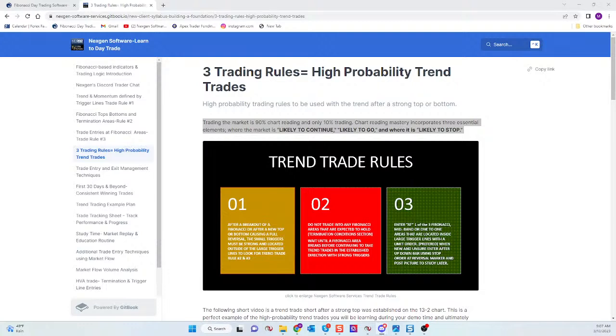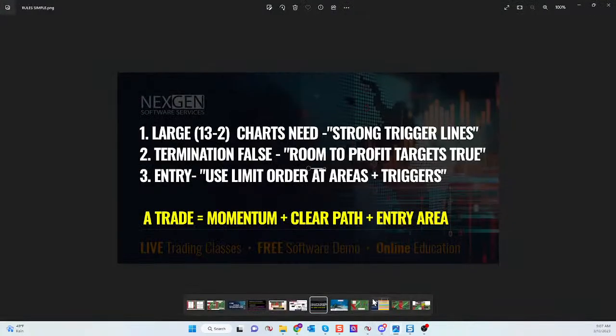Focus on chart reading because your ability to read charts is going to make you an amazing trader. So we're going to focus on that first step today. We're going to focus on that high probability, everything says go kind of trade. And guys, it's a very, very simple trade. It's a high probability trend trade.